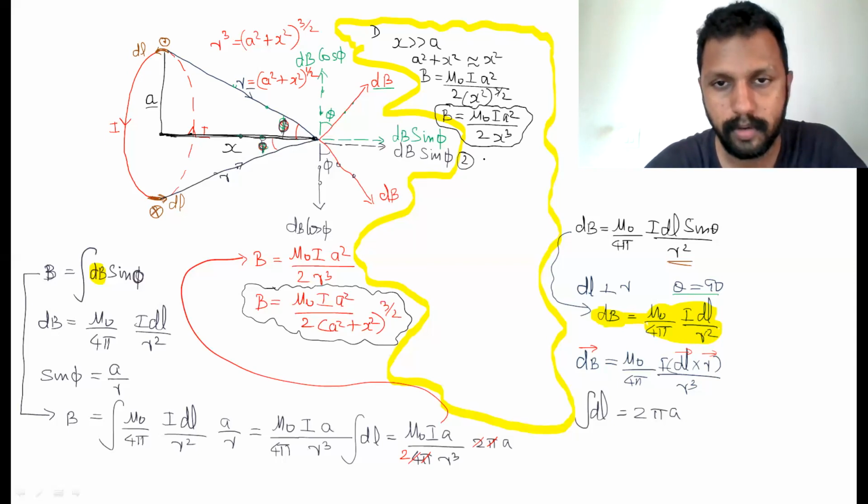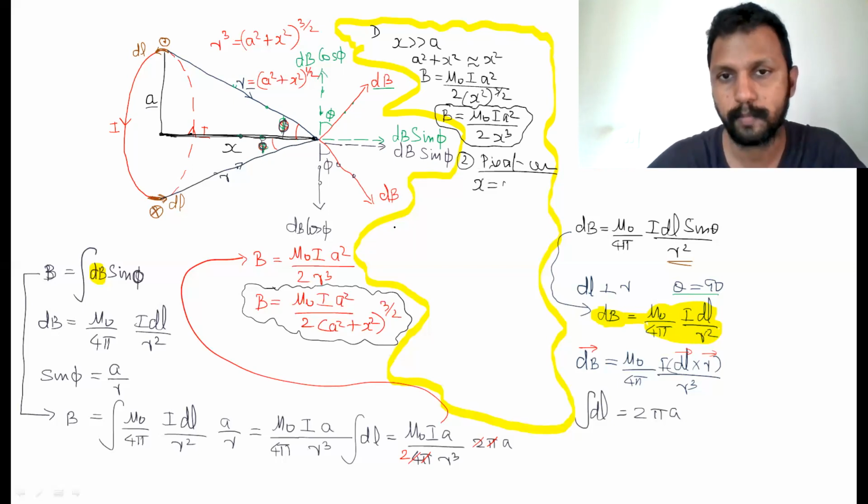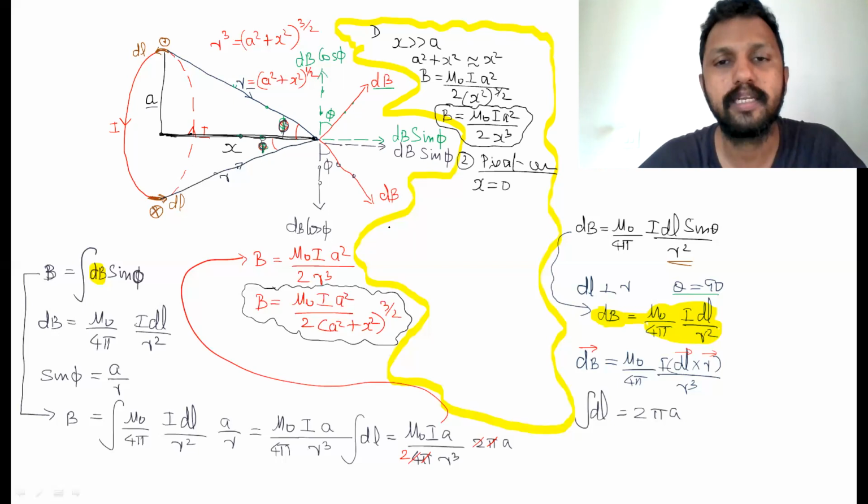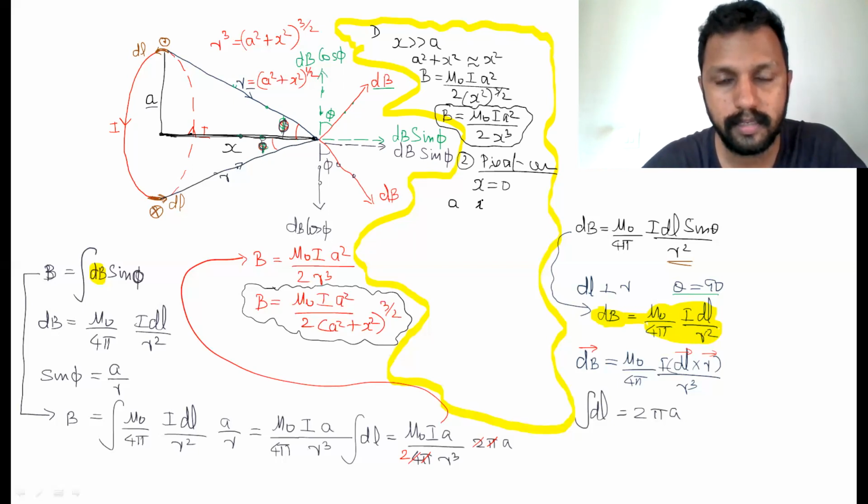Therefore, if the point P is at the center, it means the x value will become 0. If the x value is becoming 0, it is clear that we could write a square plus x square as a square. It's not x square. A square plus x square can be written as a square.